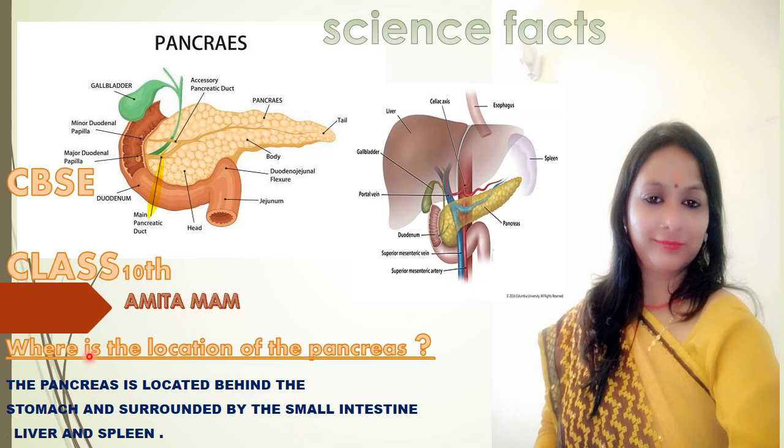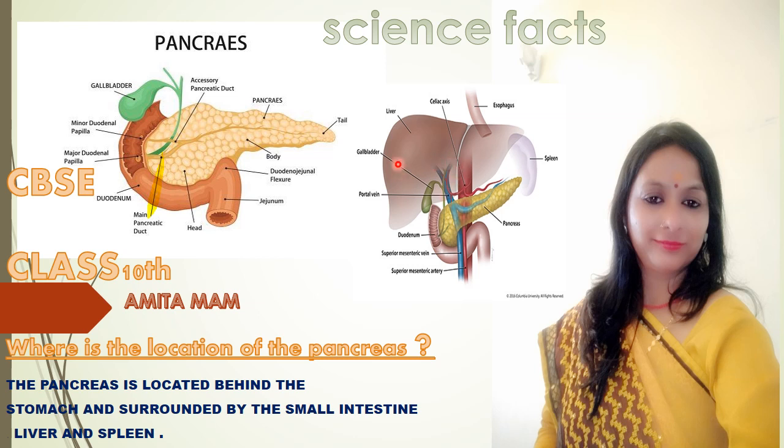Here a question arises in our mind: where is the location of the pancreas? In this video we discuss only where the pancreas is located. So let's start. The pancreas is located behind the stomach and surrounded by the small intestine, liver and spleen. The pancreas is located behind the stomach.